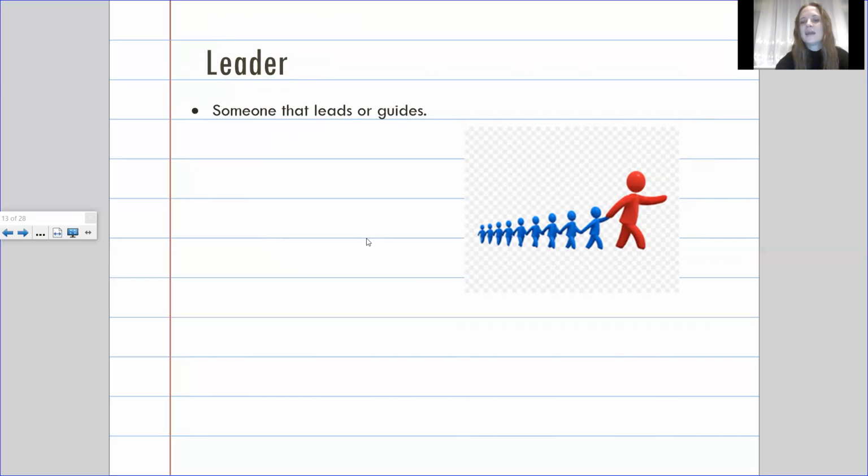Right, a leader. So a leader is someone that guides or leads, and they will show you the way, they will show you where you need to go. They are the ones that usually know a little bit more, and they lead you in what you should be doing, or they could take control of something, because they'll then tell you what you need to be doing. That is a leader.